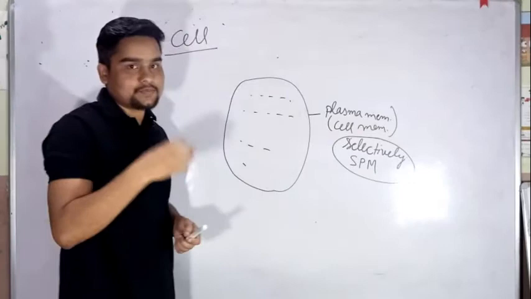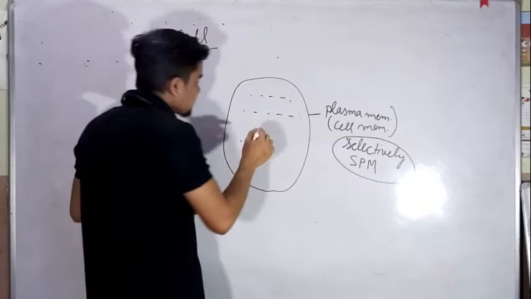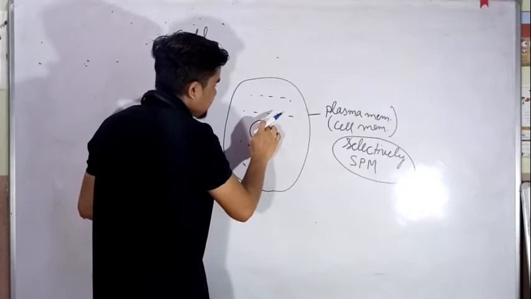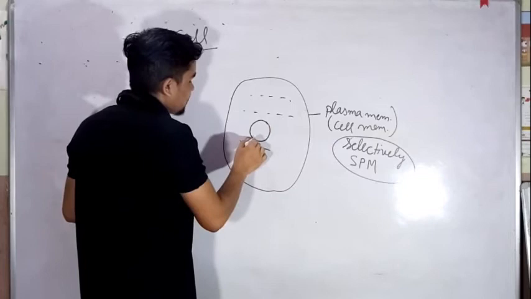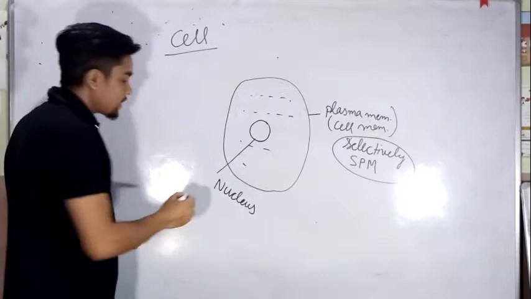Next, the central portion, number two, is inside the plasma membrane. Number two is the nucleus. The nucleus is called the brain of the cell.